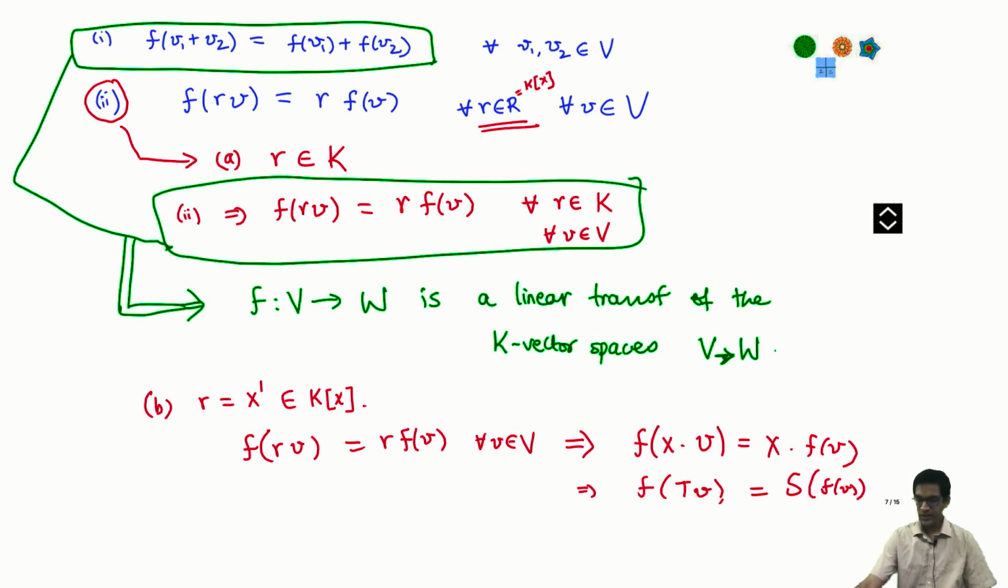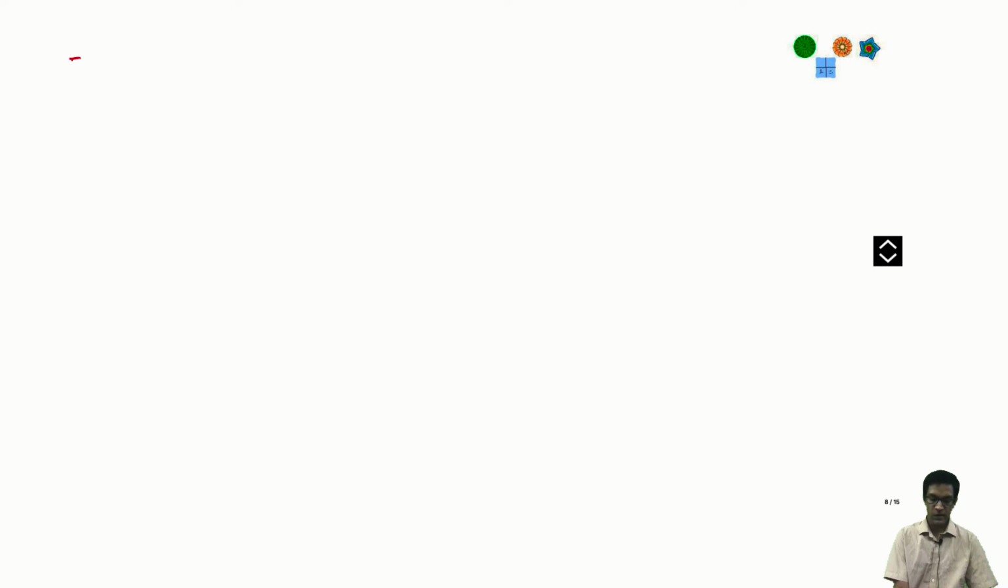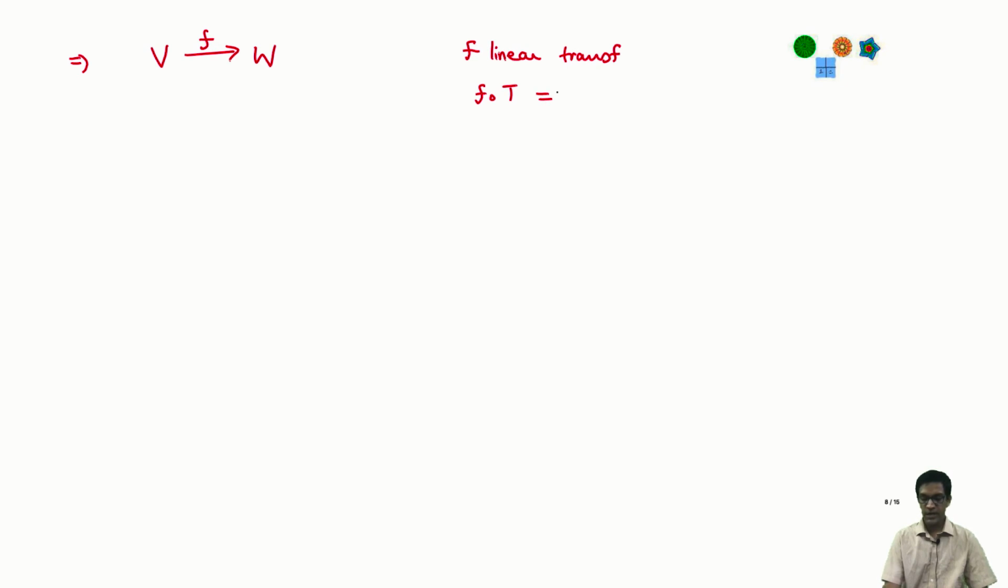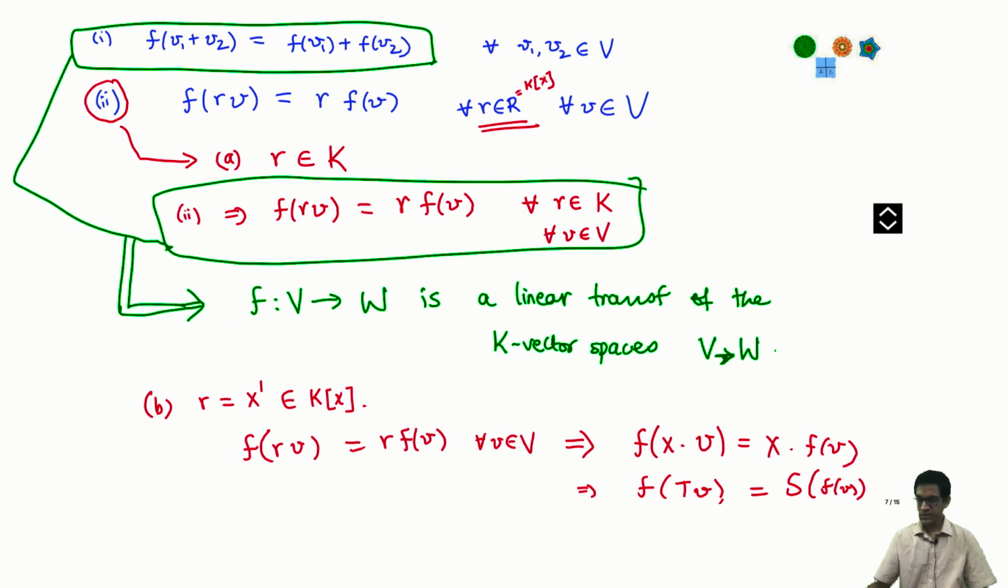Okay, so now let's unravel this a little bit more. We have concluded the following: I have this operator f, which is a linear transformation, and the second property I have concluded is that f composition T is the same as s composition f. Okay, so that's what this last equation says: f of Tv is the same as s of f of v, which is just saying that f composition T is the same as s composition f.